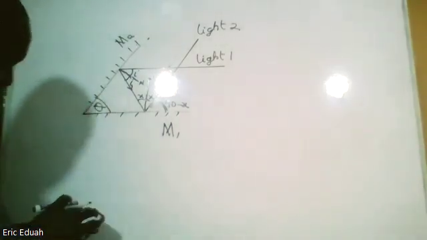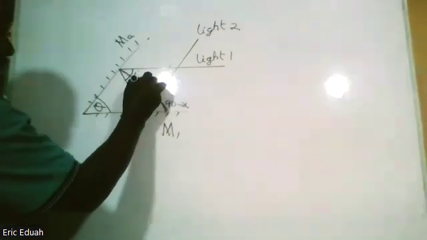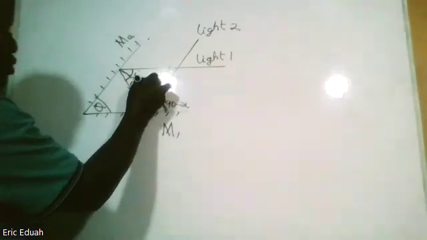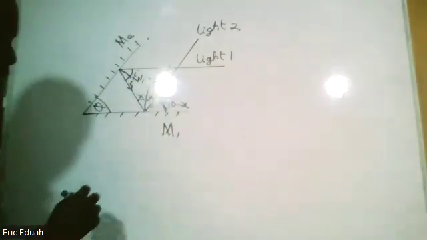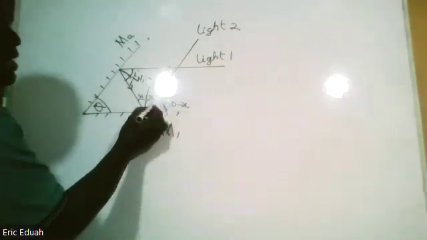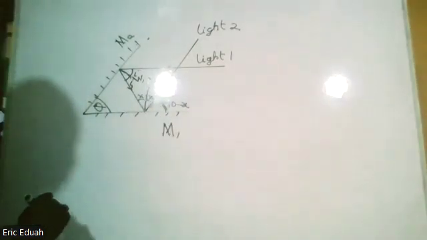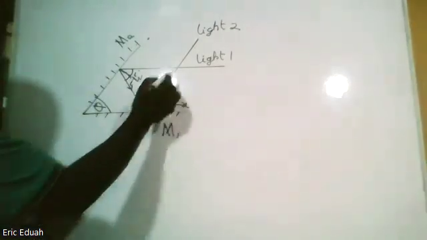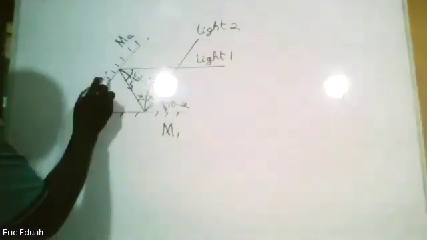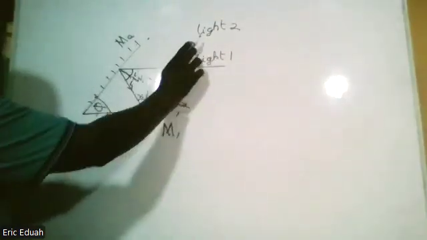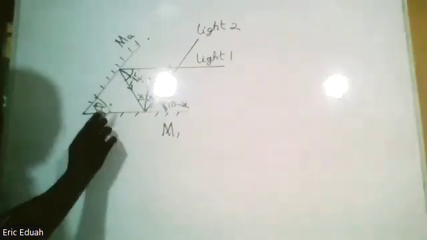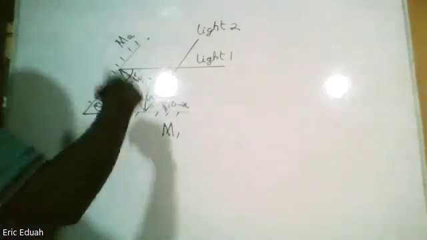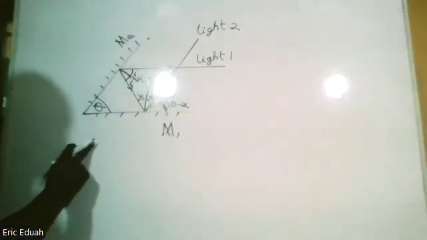Ideally, we have two normals, n1 and n2. Once this angle is x, the remaining angle must be 90 minus x. Now look at light ray 2 and mirror 2. Light ray 2 and mirror 2 are parallel. We are told that light 2 is parallel to mirror 2.